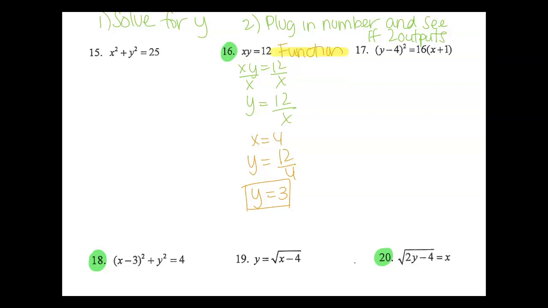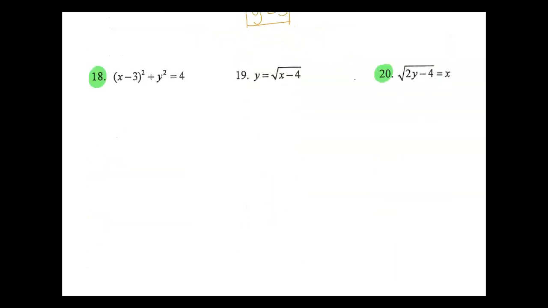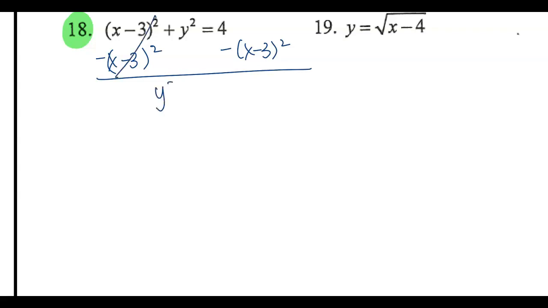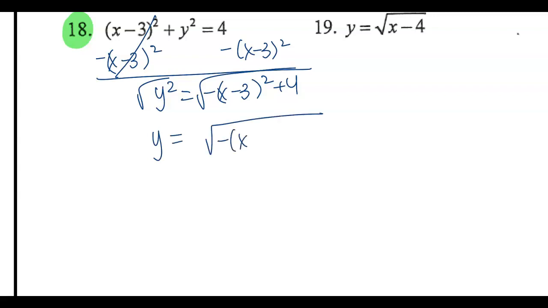Let's check question 18. For question 18, I'm going to zoom in. I need to isolate y. So the first thing we should have done was subtract the (x minus 3) squared on each side. You don't need to FOIL. So we're going to be left with y squared equals negative (x minus 3) squared plus 4. And we still have this squared on your y. Well, the opposite of squaring is square rooting. So we're going to have y equals the square root of negative (x minus 3) squared plus 4.